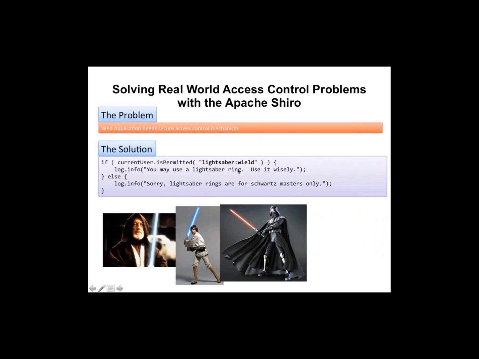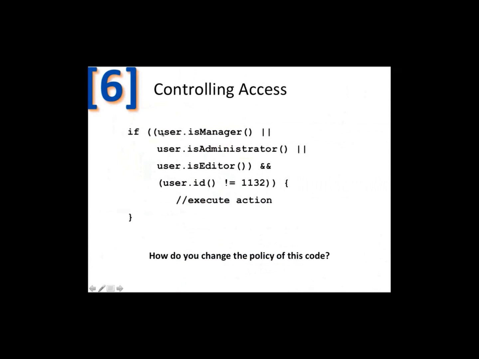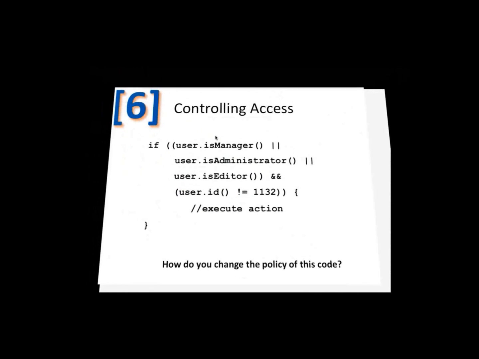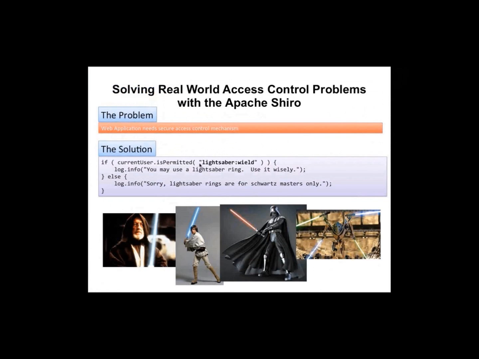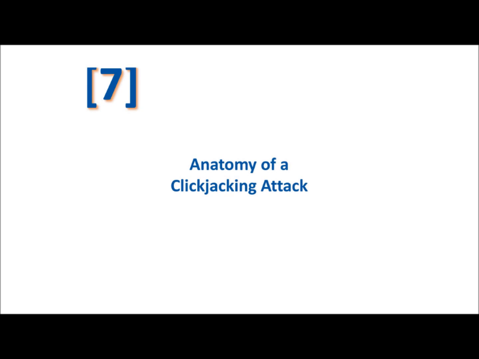This is much different than doing this. This is hard coding. Is a user a manager? Are they an administrator? Are they an editor? And there's the actual policy right there. If we do permission-based access control, like we have in this example, we're just checking to see if the user is allowed to wield this, is allowed to execute this feature. And this is called permission-based access control, a much more powerful design than we see in role-based access control. Let's look at number 7 next.